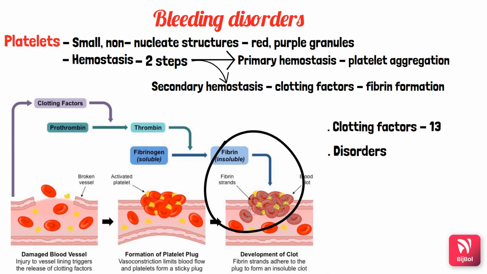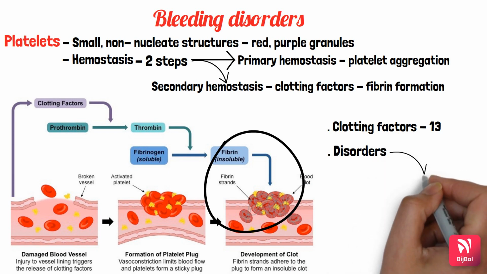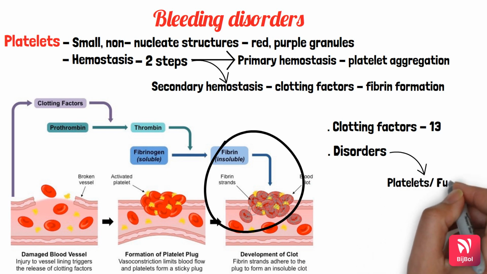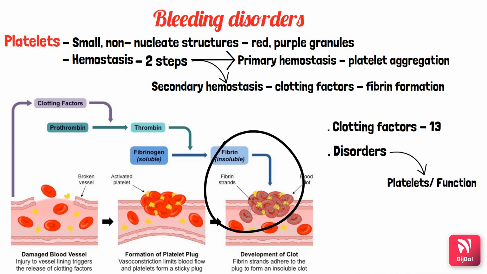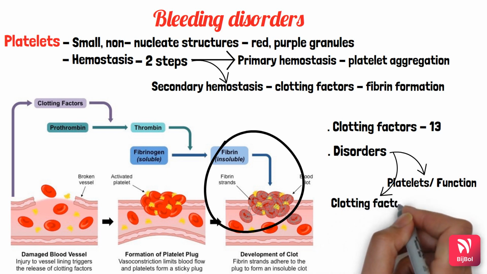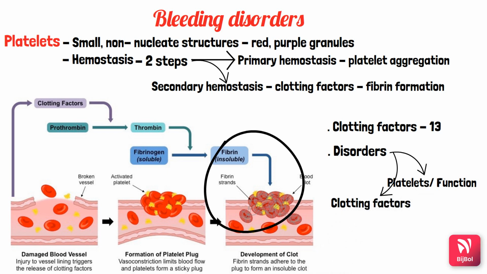If any disorder has to occur, it has to be either within the platelets, that is, the number of platelets or the function of the platelets, or within the clotting factors. So the bleeding disorders will revolve around disorders of clotting factors or disorders of platelets or the function of the platelets. Now let's see the disorders.